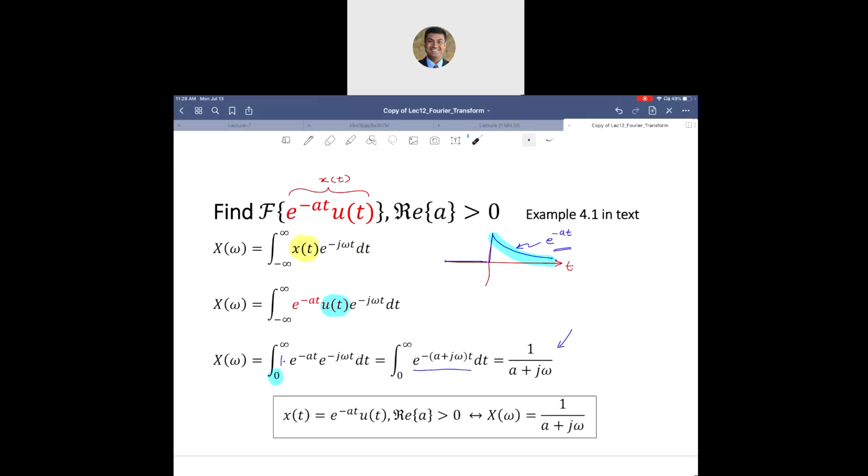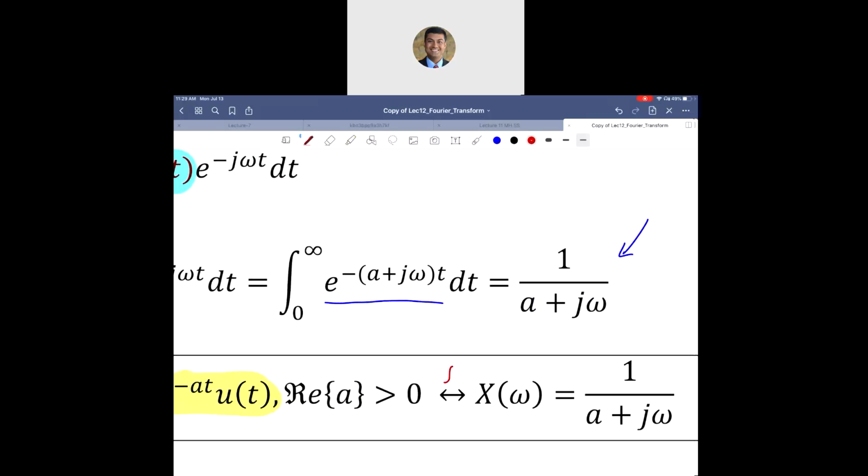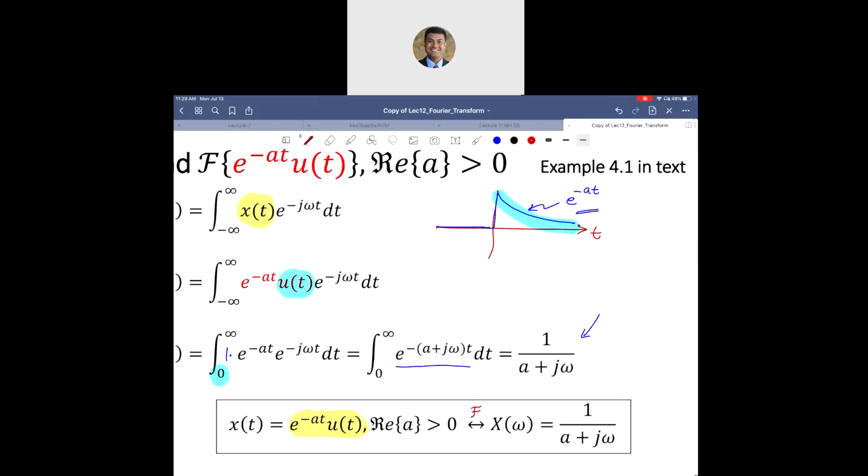Now, once you know this, you have got a Fourier transform pair. This is the first Fourier transform pair that we have come up with. E to the negative at u of t with real part of a greater than 0. The Fourier transform pair, and let me write that over here. Fourier transform pair is x of omega, which is 1 divided by a plus j omega.